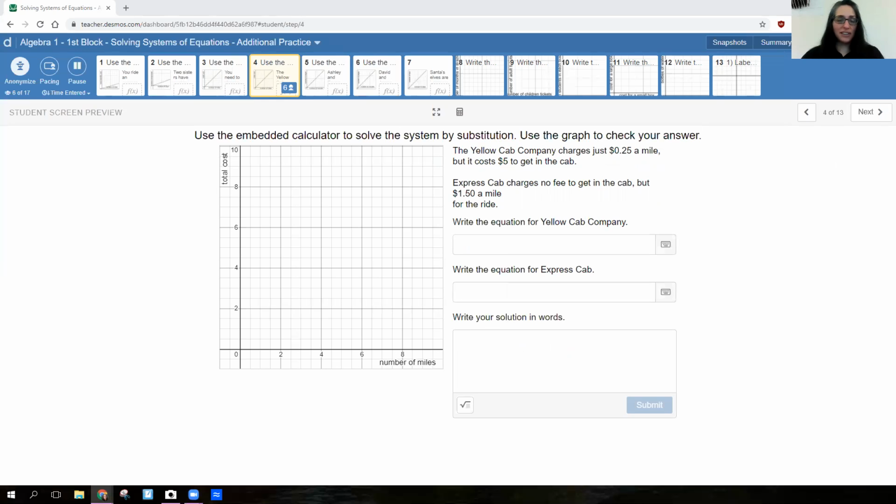So let's go ahead. Good. A lot of you got the pattern now. You're getting good at these. So y equals 25 cents a mile, so 0.25x plus $5 just to get in the car. Good. Now we need the one for Express Cab. Express Cab charges no fee to get in the cab, but $1.50 a mile. So y equals $1.50 times x. Good. Okay. Find the solution and write what your solution means in your own words.